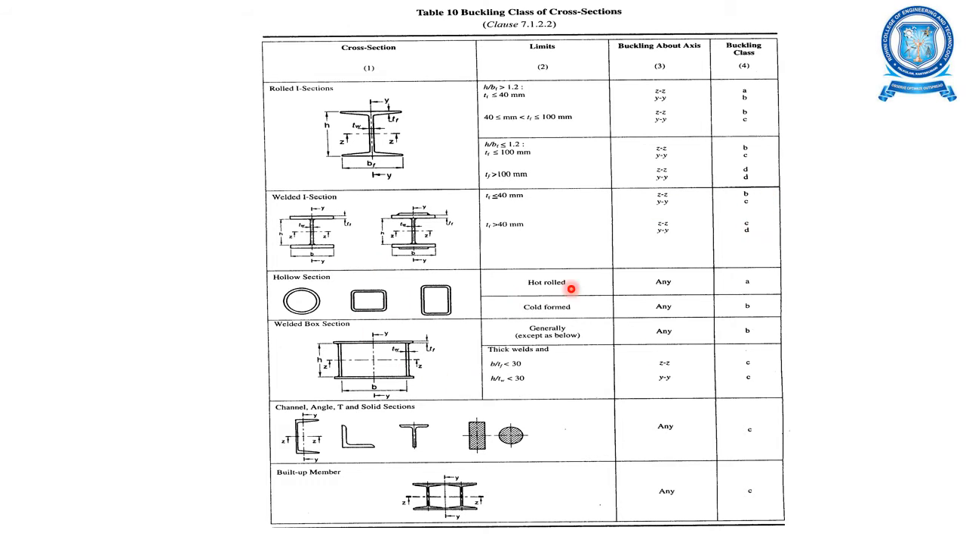For a hollow section, for hot rolled, it lies in A. Then a cold formed section lies in B. For a welded box section, the buckling class is basically C as well as B. For channel section, angle and T, and solid section, the buckling class is normally given by C. For a built up section also, the buckling class will be C. We have to use this table to find the buckling class of different cross section steel members.